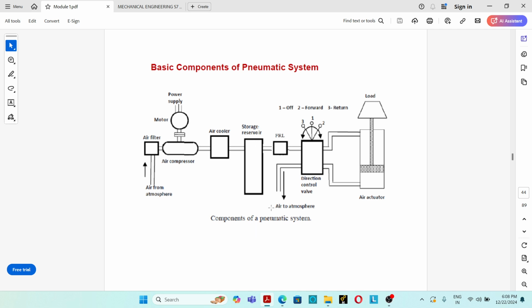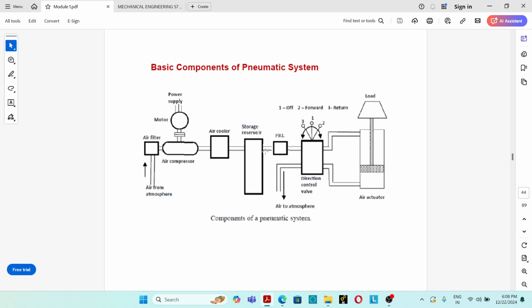Next one is the storage reservoir. The storage reservoir is commonly used to store the high pressurized air. The compressor is not working continuously. The compressor works whenever we require. At other times the storage reservoir stores the compressed air. From that storage reservoir, the actuator will take the air.